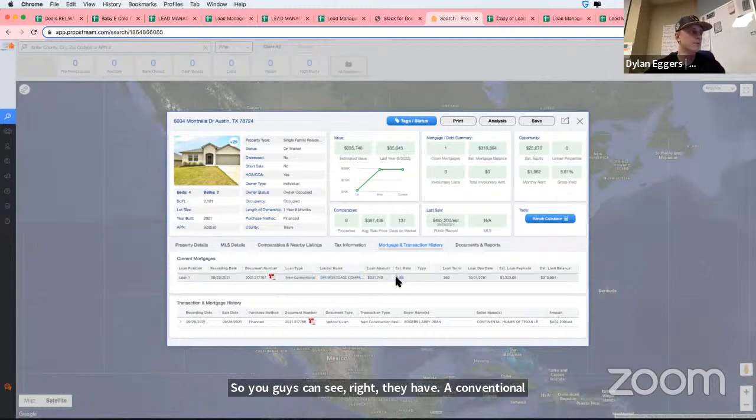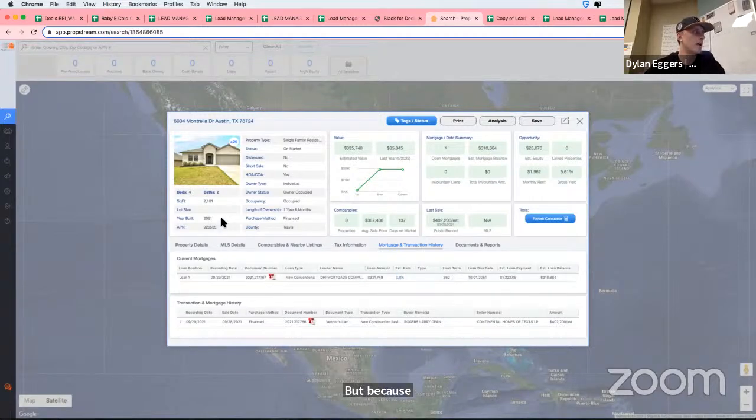PropStream is wrong sometimes. This could be 3.5. It's usually within a point, give or take, so it's likely not above 4 though. I would say this could be up to 3.8, but because PropStream shows me it's a 2.8, it's usually pretty close. And also the year built is 2021.